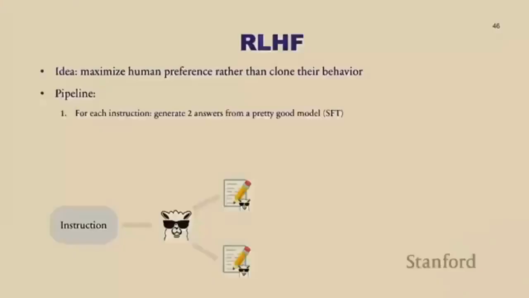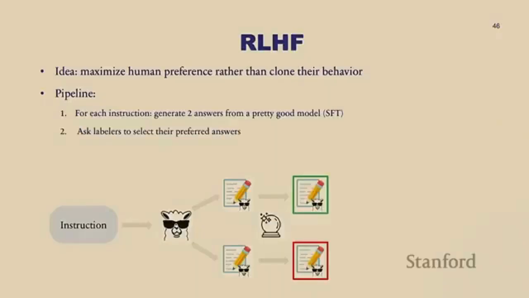And the way we're going to do that, the pipeline, is that for every instruction, you're going to ask a model to generate 2 answers. And usually you use a pretty good model, so you usually don't use a raw LLM here, you use an already fine-tuned LLM to give pretty good answers.